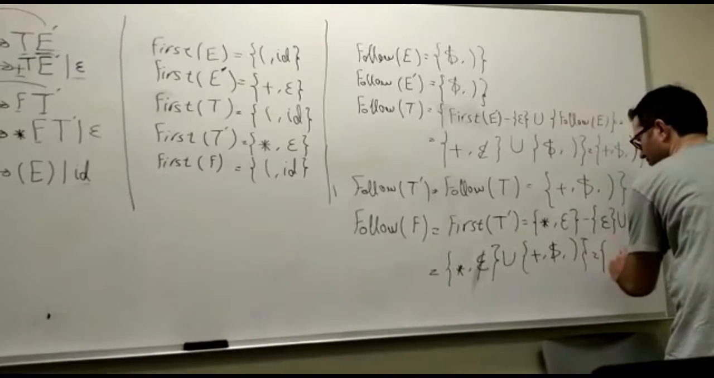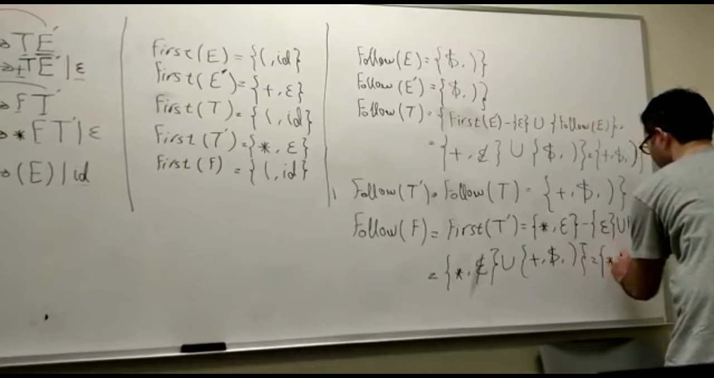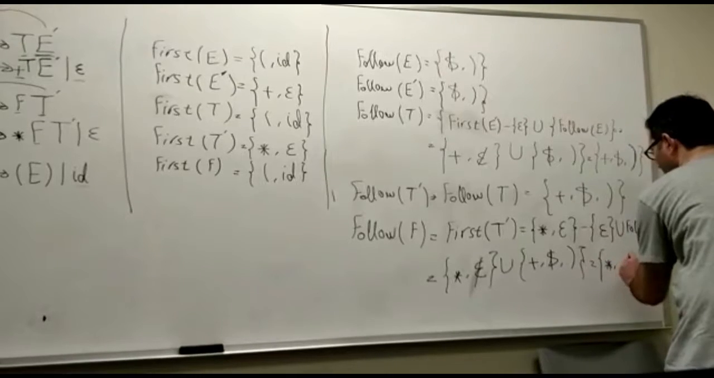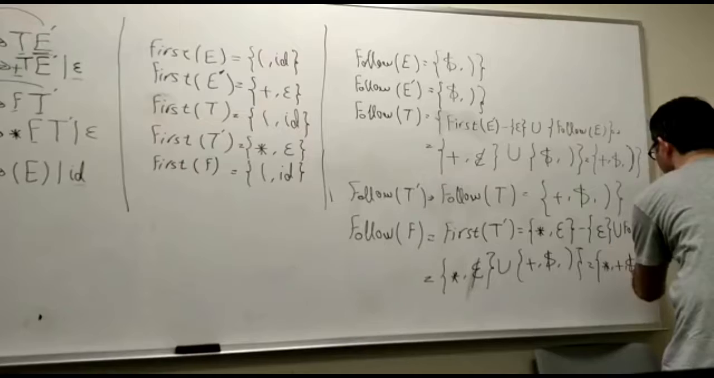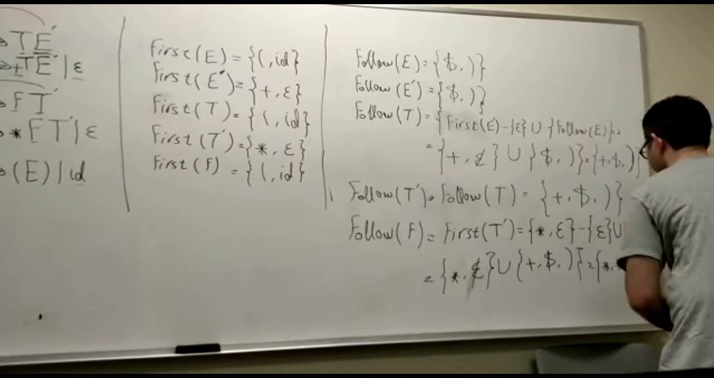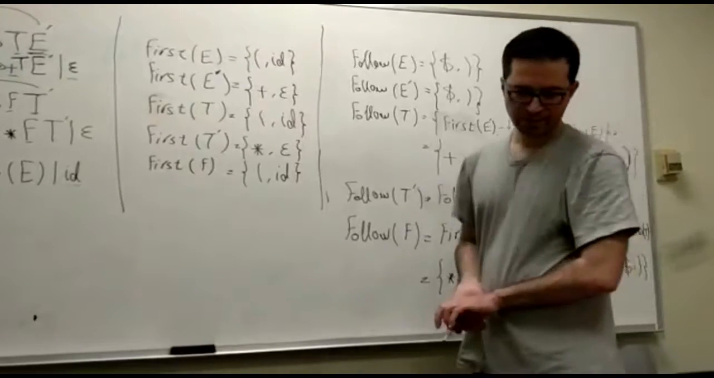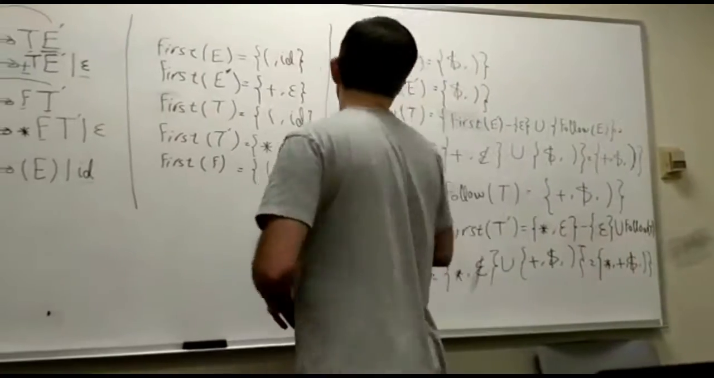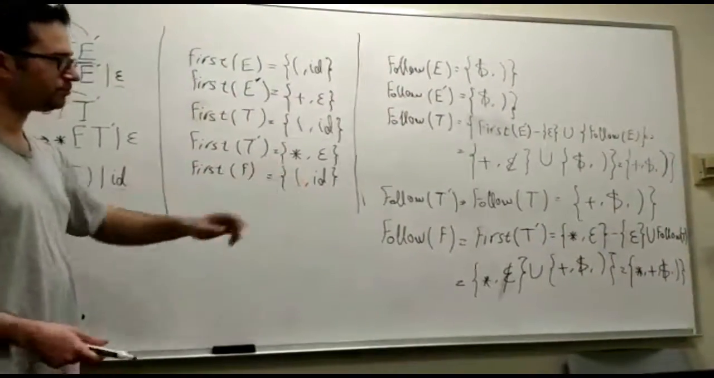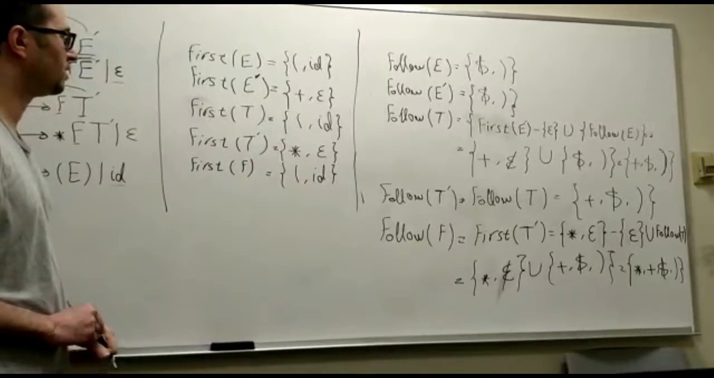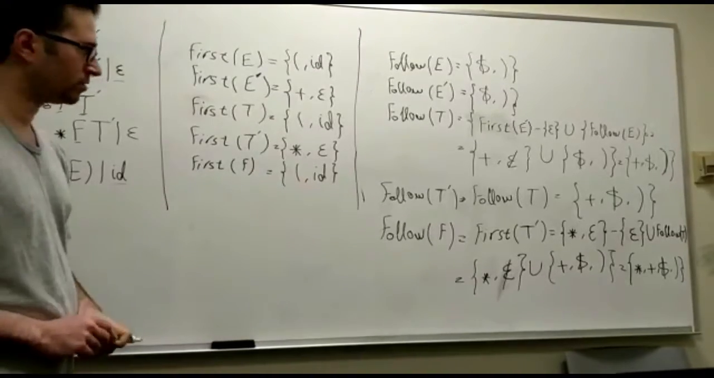So the final answer is star plus dollar sign close parenthesis. That's it. Now we are able, with the first set and follow set, to go for the parsing table.